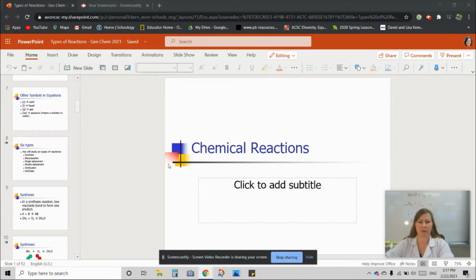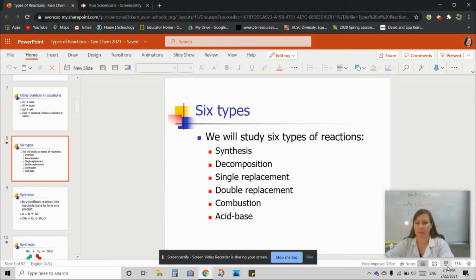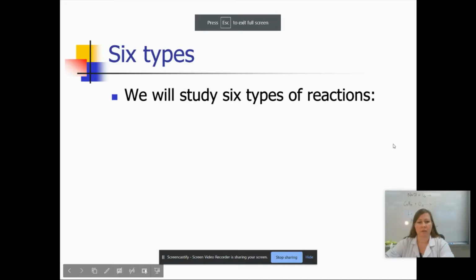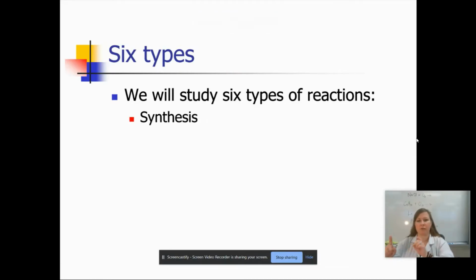Okay, to continue on with our chemical reactions discussion, I want to review briefly the 6 types of chemical reactions that we learned about. So we learned about synthesis reactions where 2 individual elements bond together and become a compound. In a synthesis reaction, you'll notice that there's a plus sign on the left side and no plus sign on the right side. Decomposition is the opposite of that. So you have a compound that breaks into its 2 elements. So you're going to see a plus sign on the right side, but not on the left side.